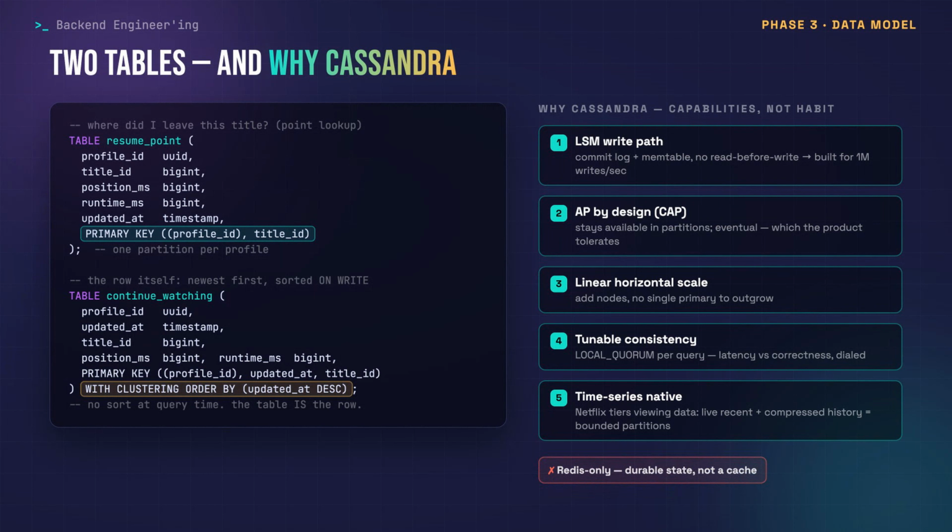What did we turn down? Redis is on its own. It's blazing fast, but this is durable state, not a cache. And second, DynamoDB. Honestly a fine pick, same family. Cassandra is just the Netflix-native answer with the consistency knobs we want.